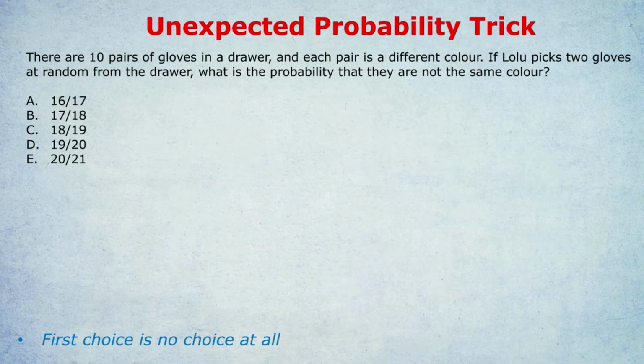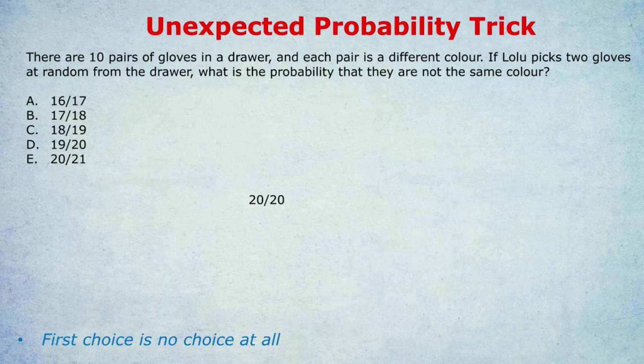No, because we're not aiming for a particular colour. We're not aiming for 2 red gloves or 2 green gloves. We're just aiming for 2 gloves of the same colour. So on that first choice, she actually has a 20 out of 20 chance, a guaranteed chance, that she picks an appropriate glove, because we actually don't care what she picks the first time.